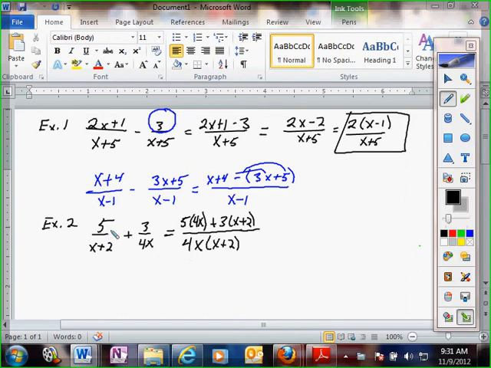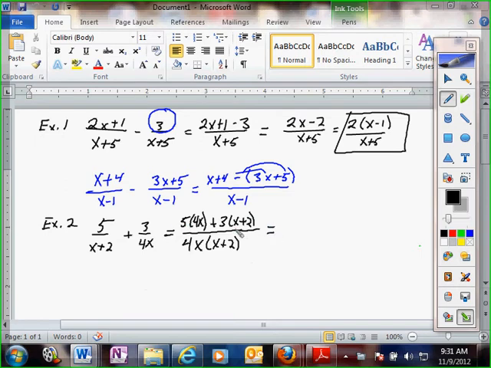So I must multiply this top times 4x. What did I do to this denominator to get to this over here? I multiplied it times x plus 2. So I must multiply this top times x plus 2. And the easy way to remember that is bottom times bottom, then this top times this bottom, and this top times this bottom. Now what we want to do is simplify, see if we can factor, and see if we can simplify this as far as we can possibly simplify it.